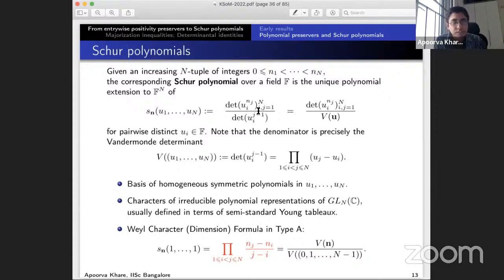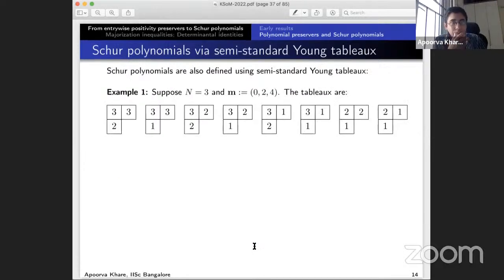So this is one definition of the Schur polynomial, which is very simple, and this turns out to give this formula upon some specialization. So, okay, now this is the other. Here is the pictorial definition, if you will. Schur polynomials are also defined using these semi-standard shapes called Young tableaux.